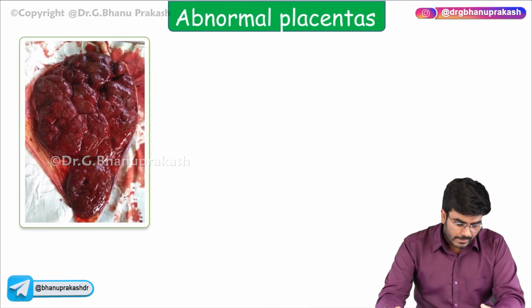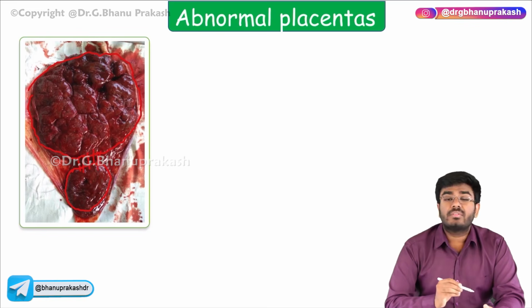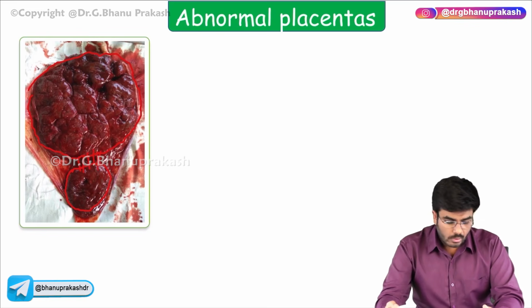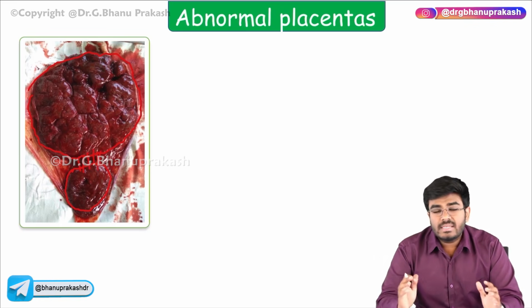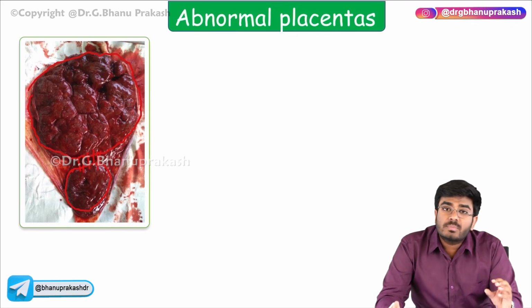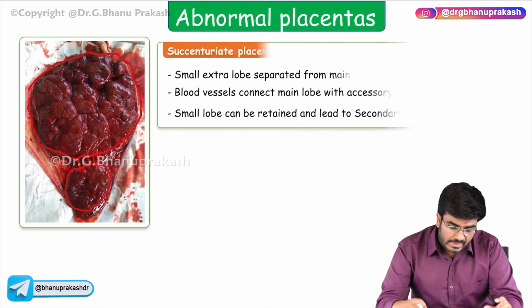Now see here in this image, this is one big placenta, and there is also one small accessory lobe of the placenta. These two placental lobes are connected with blood vessels. Such a type of placenta is known as Succenturiate placenta. There is one big lobe and one small extra accessory lobe, and both lobes are connected by blood vessels.